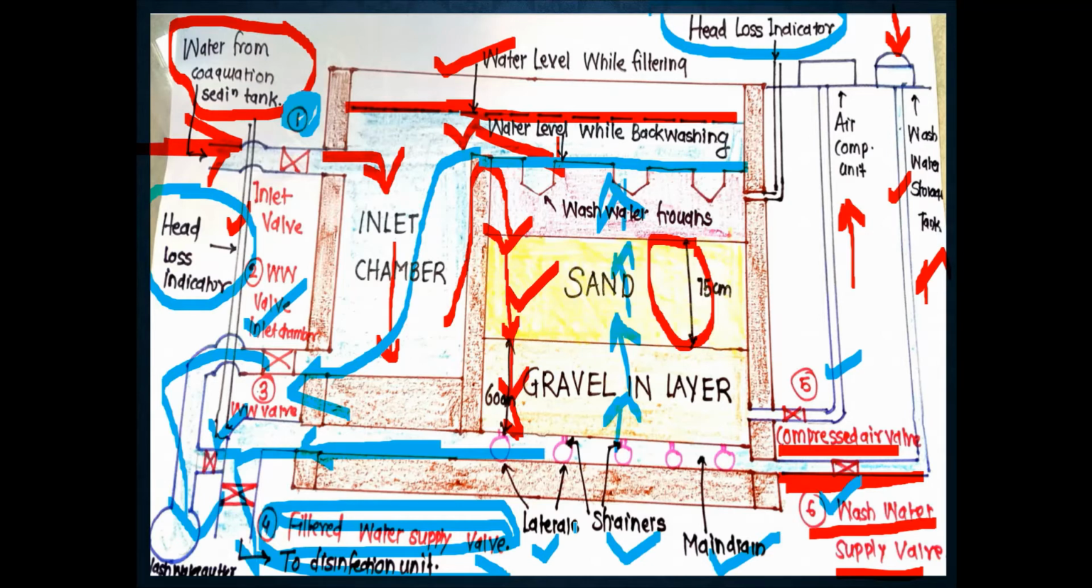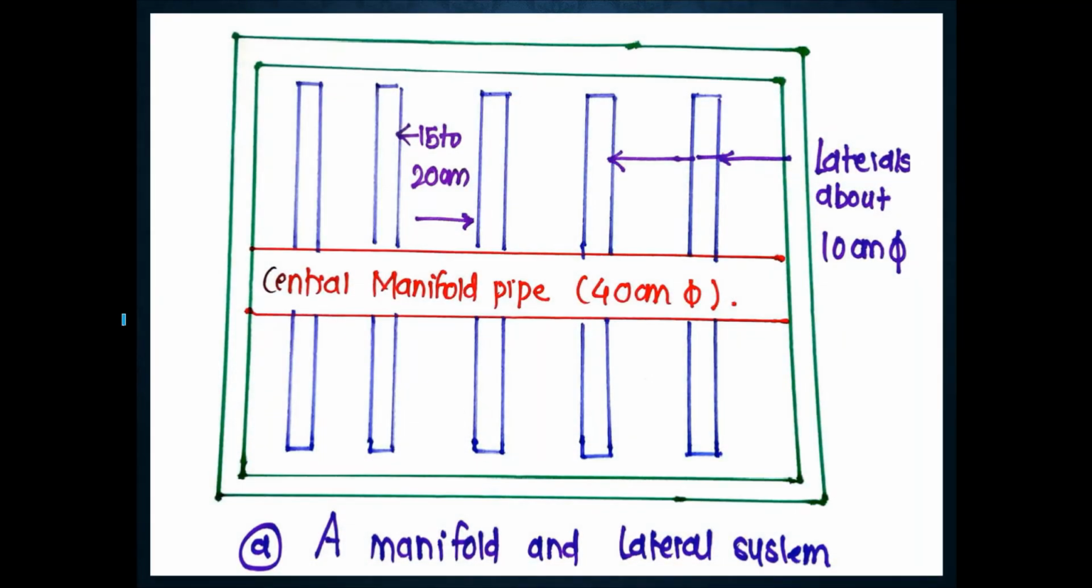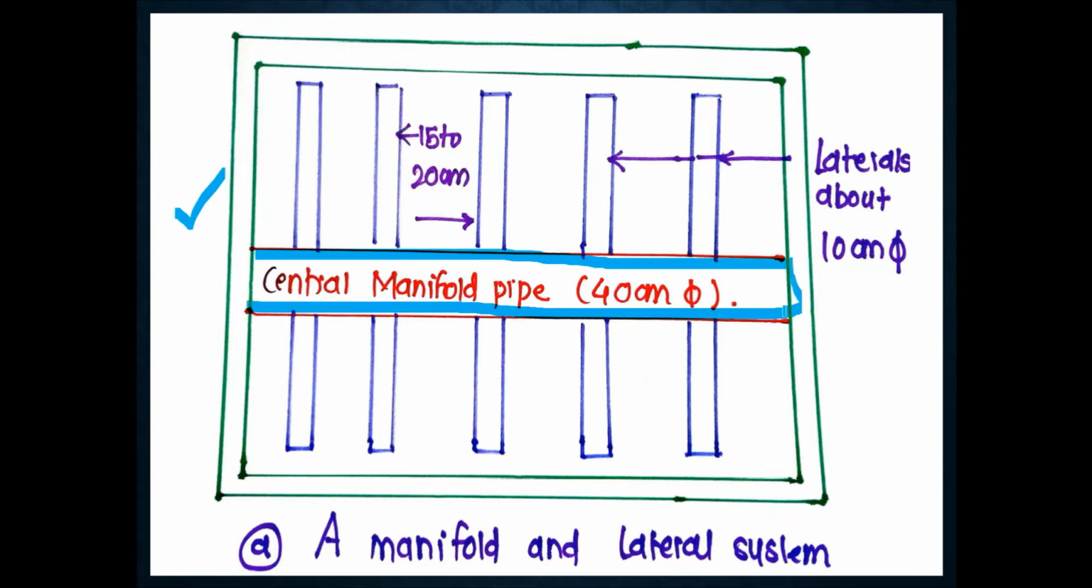We will see a zoomed or enlarged view of the under drainage system provided in the rapid sand filter. Here at the bottom is the top view or plan view. One pipe is provided, the common pipe which collects the filtered water, known as the central manifold pipe. The general diameter of the central manifold pipe is 40 centimeter, and the laterals are connected to it at an angle of 90 degree, placed perpendicular to the central manifold pipe.